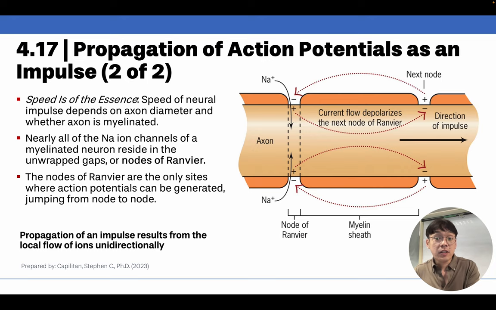During saltatory conduction, only the membrane in the nodal region of the axon becomes depolarized and capable of forming an action potential. This is accomplished as current flows directly from an activated node to the next resting node along the axon.